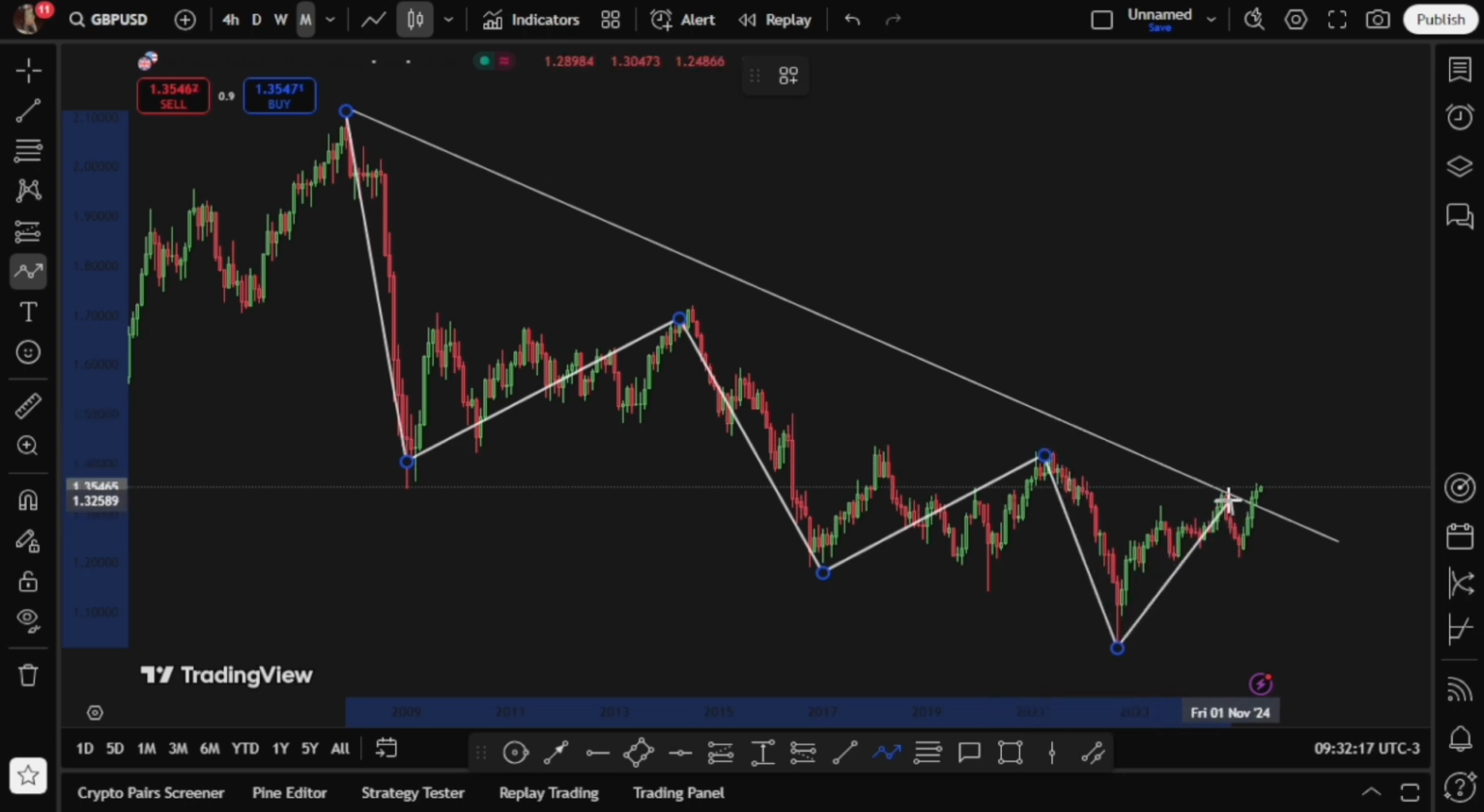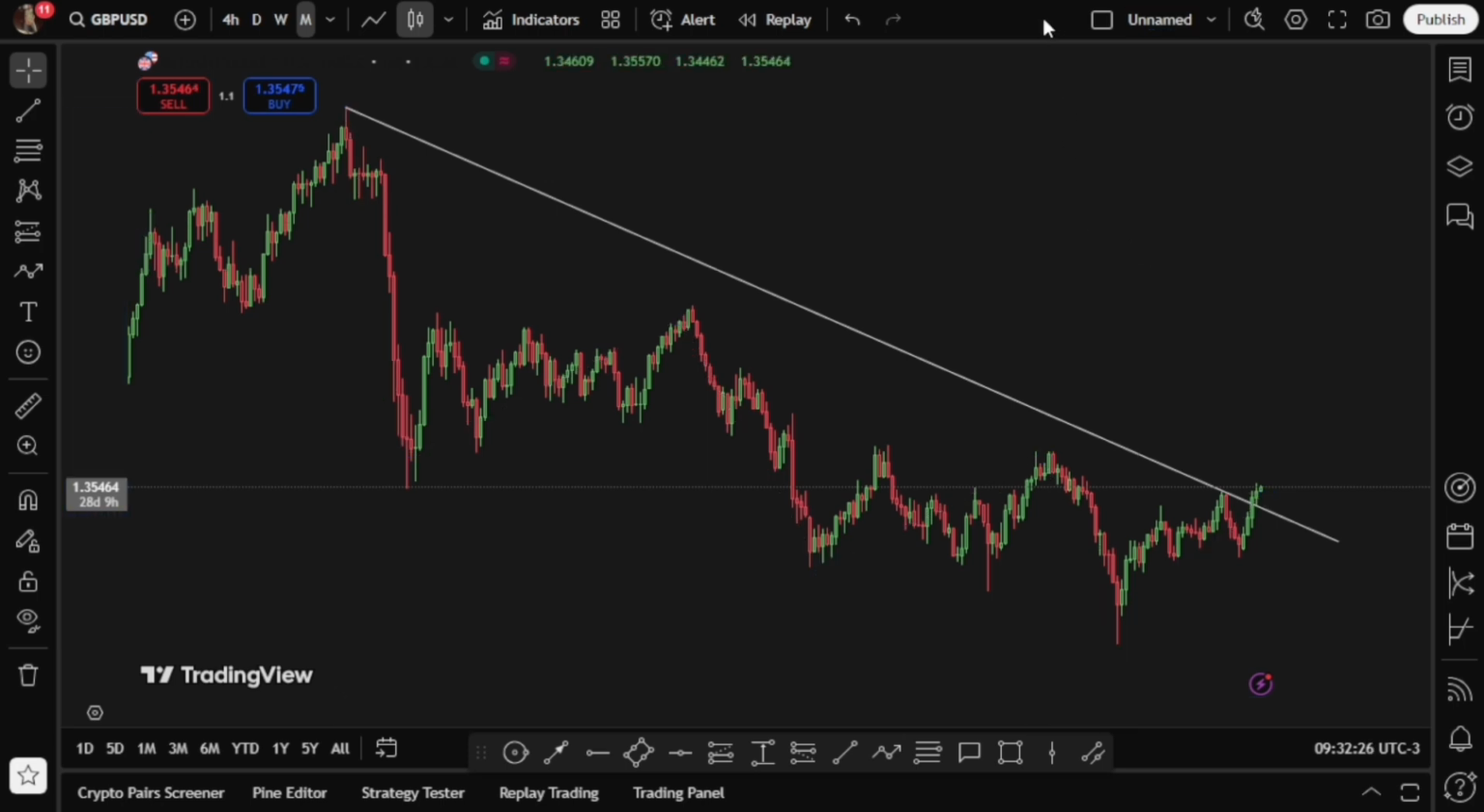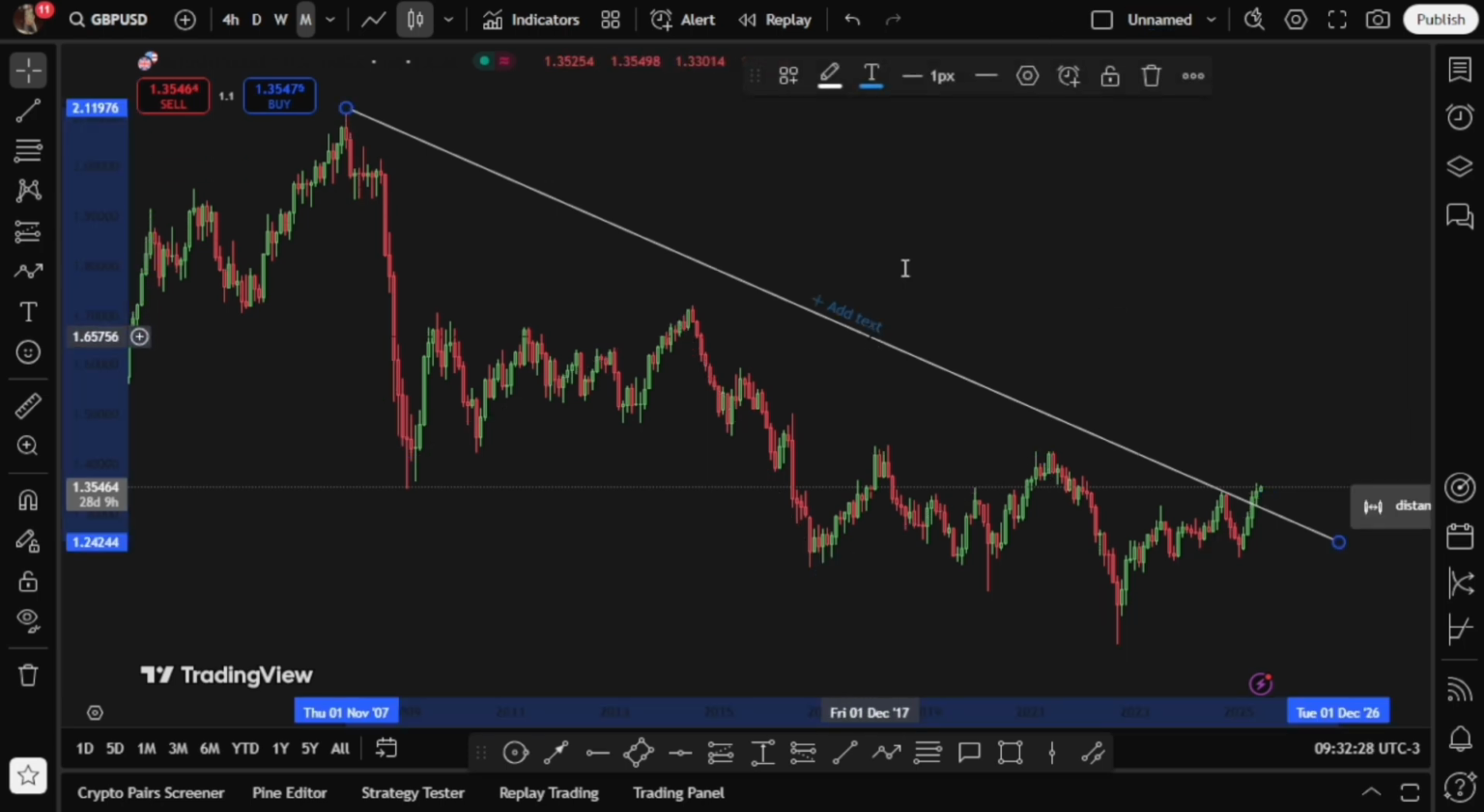But guys, this is a monthly time frame. Please don't trade on a monthly time frame. You're going to be going crazy with stop losses. Right, so that is it for a downtrend. We have been able to identify a downtrend.